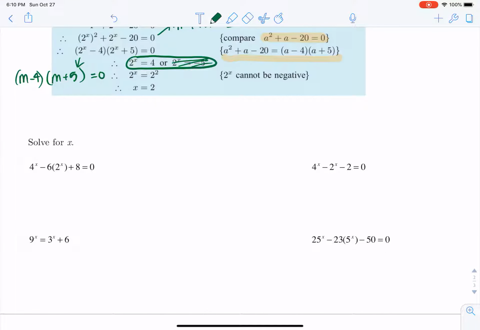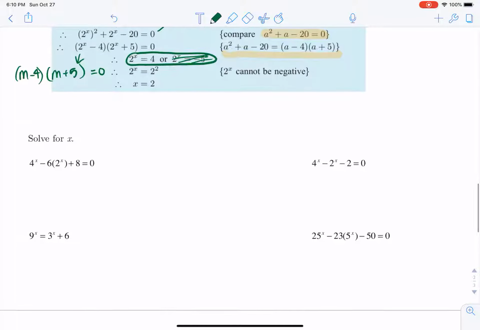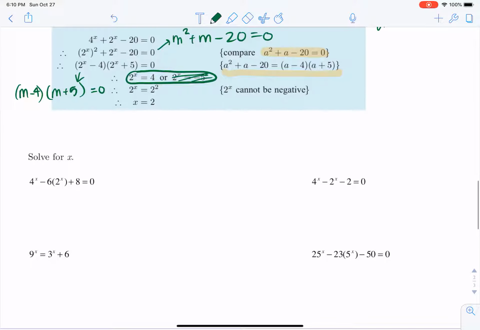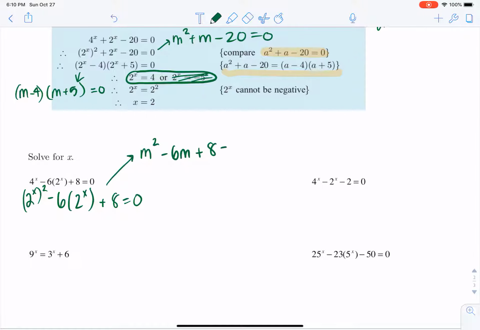So try to see if you can make these problems down here have the same base. If you need to, pick a variable to substitute. For example, this could be 2 to the x squared minus 6 times 2 to the x plus 8 is equal to 0. As we're factoring, to make this look a little easier, we could call this m squared minus 6m plus 8 is equal to 0, and we could do our factoring with m in case this is looking a little confusing.